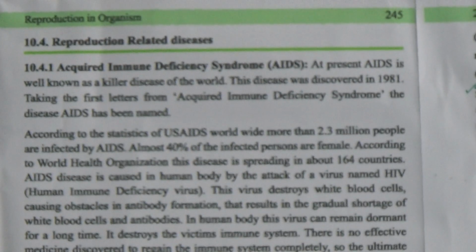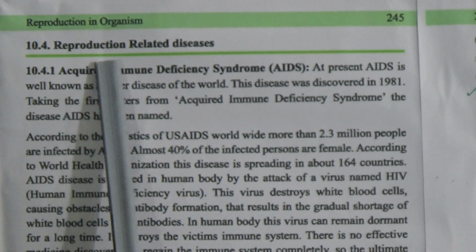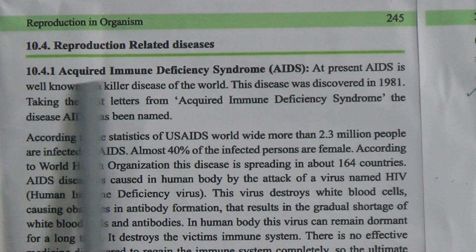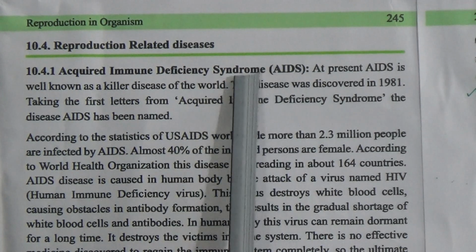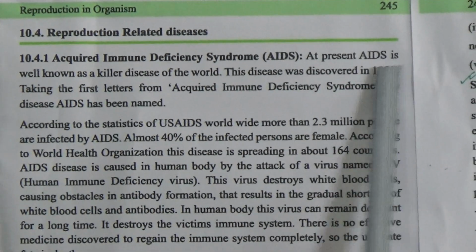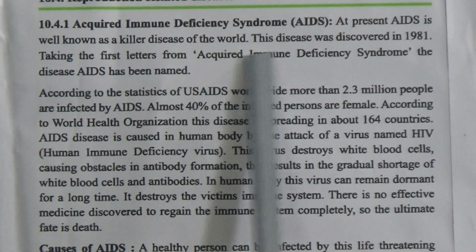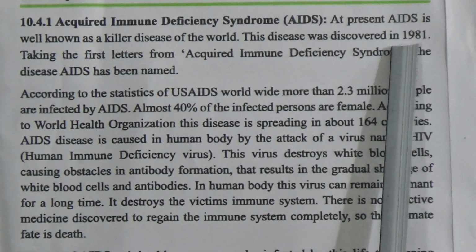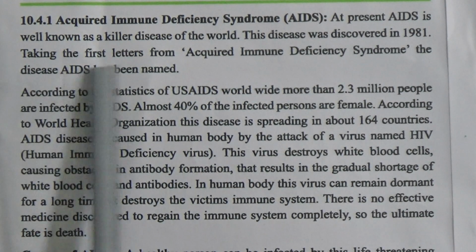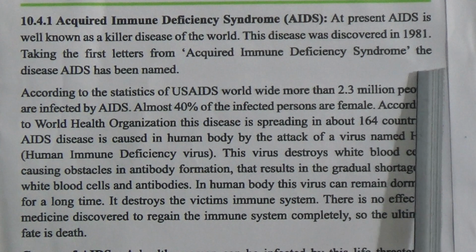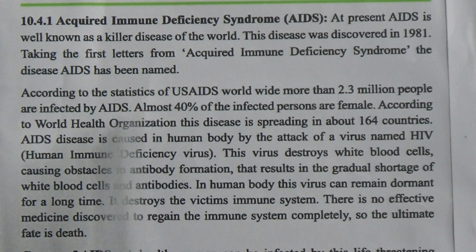Now come to here, this is page number 245, and here are the reproduction related diseases. First, here is acquired immune deficiency syndrome, AIDS. At present, AIDS is well known as a killer disease of the world. This disease was discovered in 1981. Taking the first letters from acquired immune deficiency syndrome, the disease AIDS has been named.